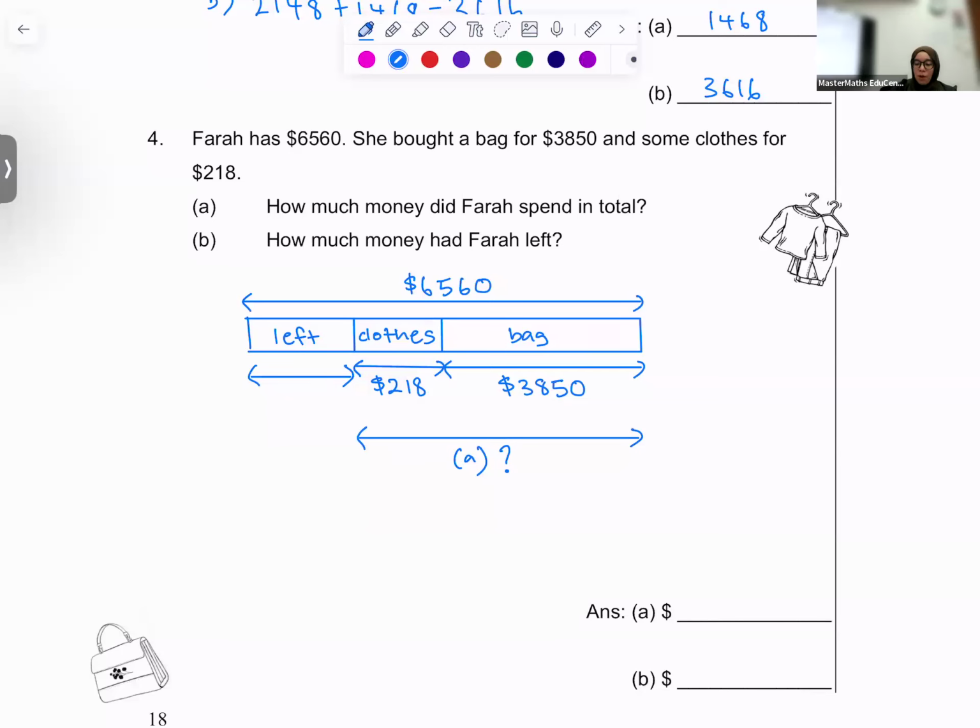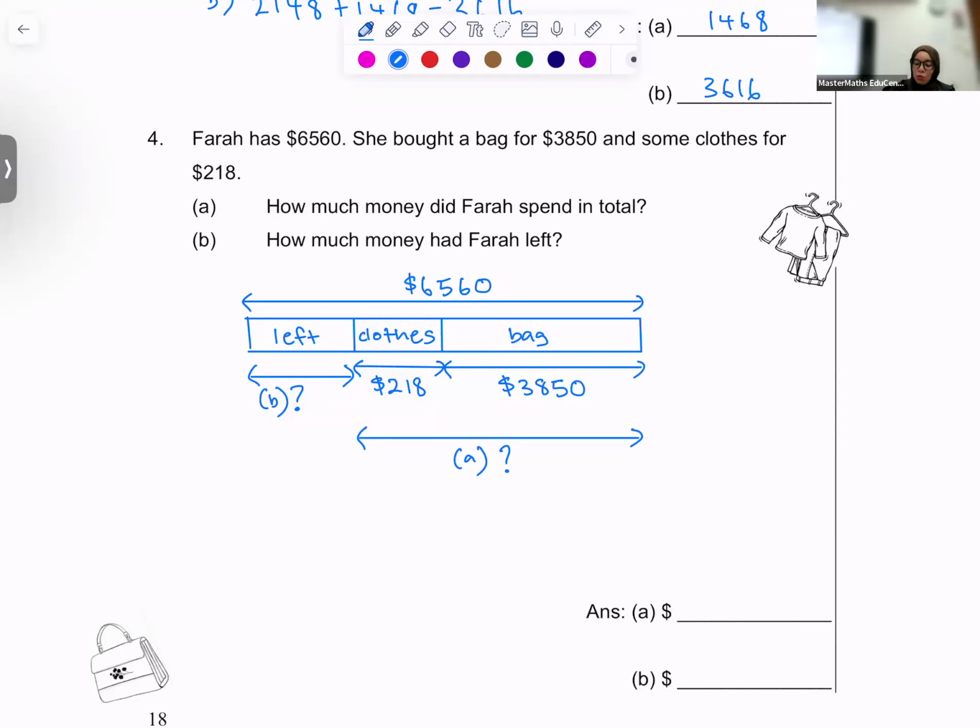Okay. For part B, we're looking for how much Farah had left. Okay. How much she had left. So we're looking at this part here. This is for part B. Okay, everyone okay so far? Let's do part A first. Yes, we'll do part A first.